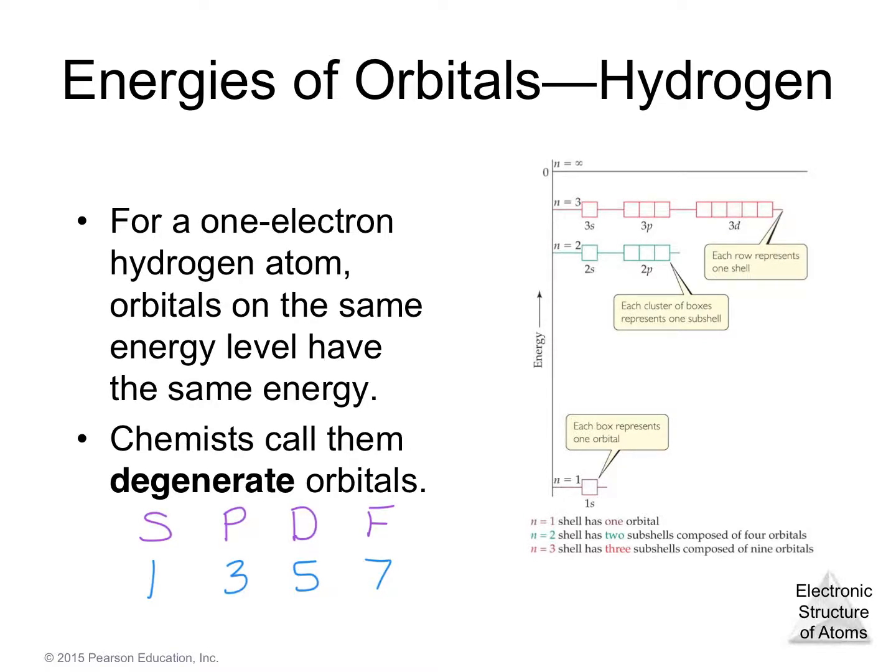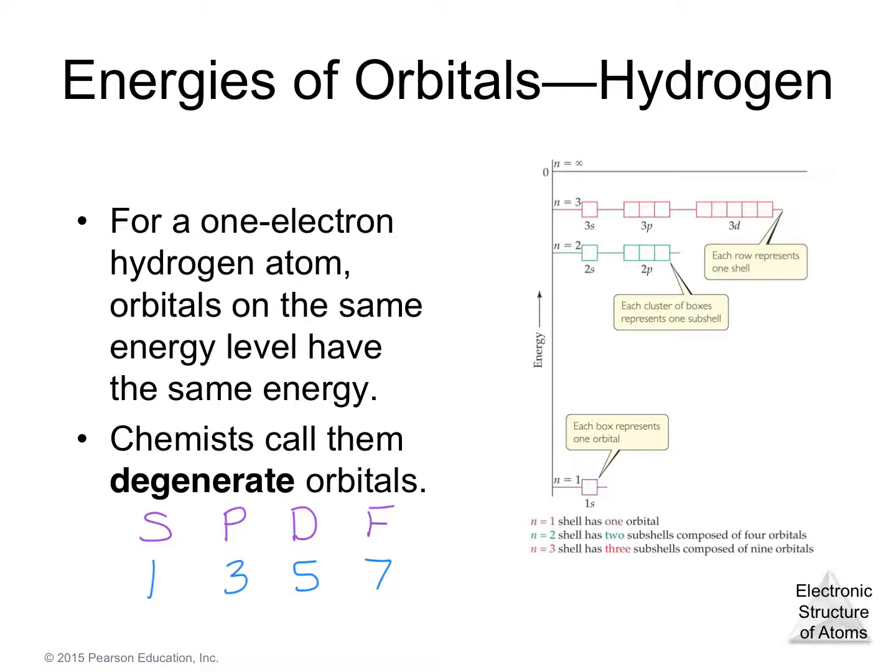We also noted in a previous video that the S subshell has one orbital, the P has 3, D has 5, and F has 7. So when you see these clusters of boxes, anytime it's an S, it's only going to have one box. A P will have 3, a D will have 5, and an F would have 7.